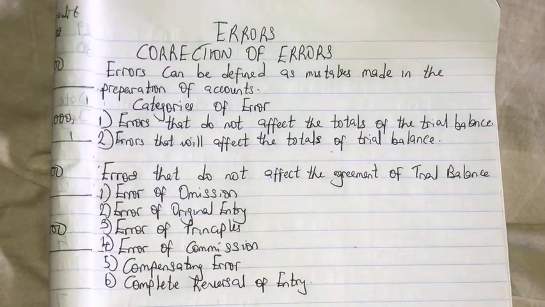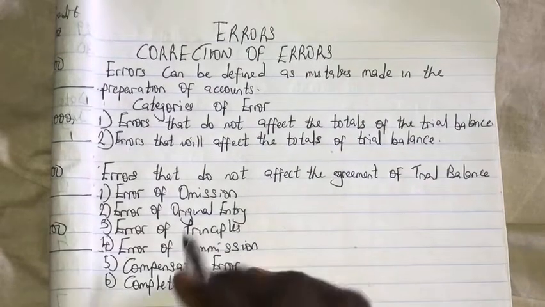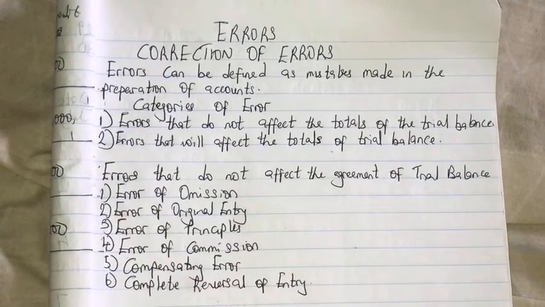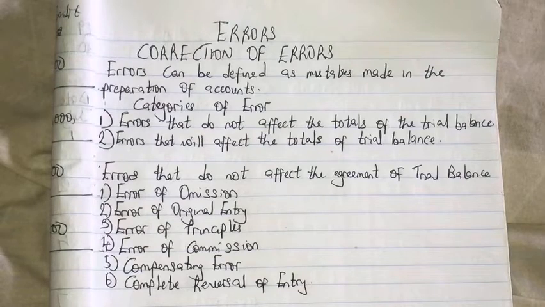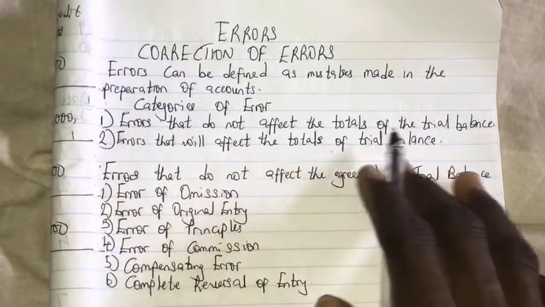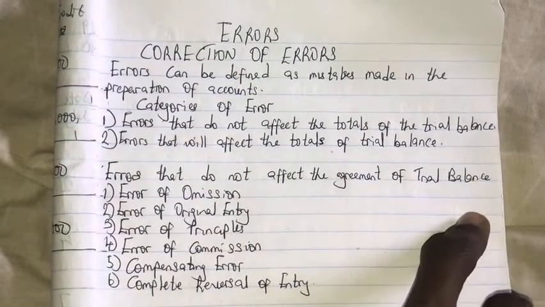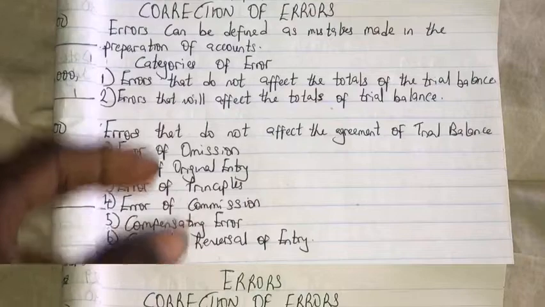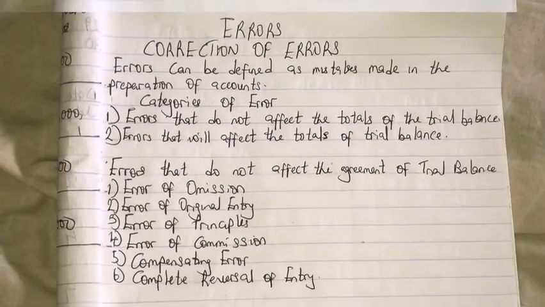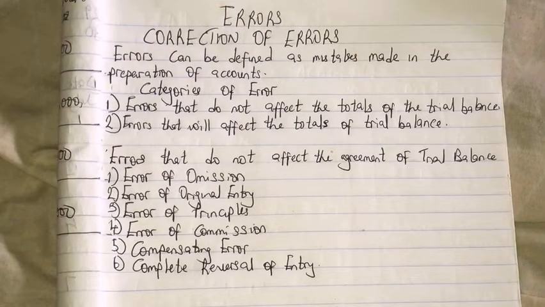So we now have two categories of error. The first one is the errors that do not affect the totals of the trial balance, and the second category is the errors that will affect the total of the trial balance. For simplicity's sake, we'll be dealing with the errors that do not affect the total of the trial balance today. Then in our next class, we'll be discussing the ones that will affect the agreement of the trial balance. For the sake of this video, I don't really like a lengthy video, just to summarize, so I won't be giving you notes.